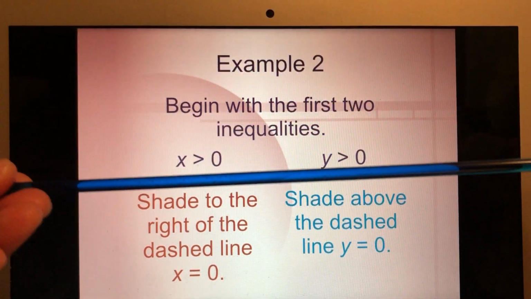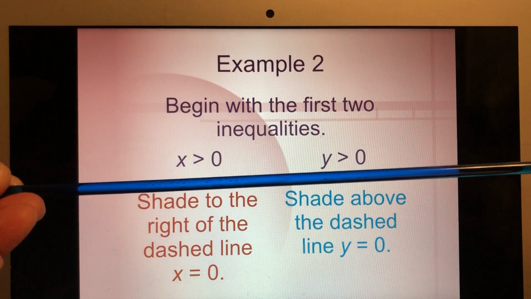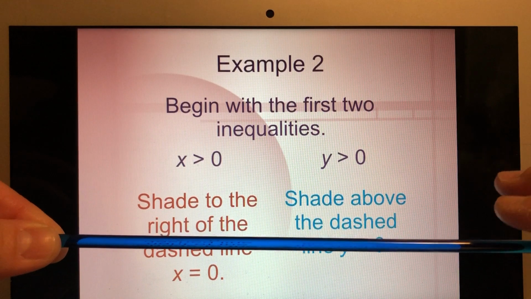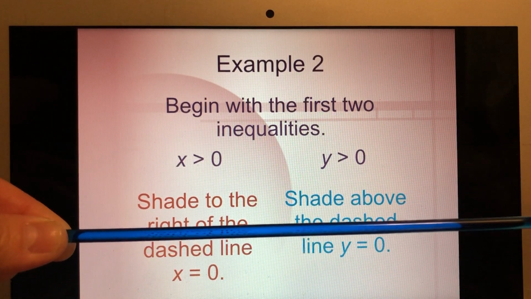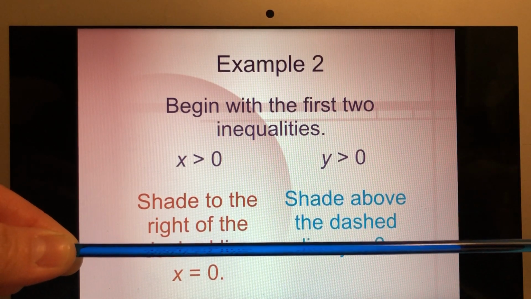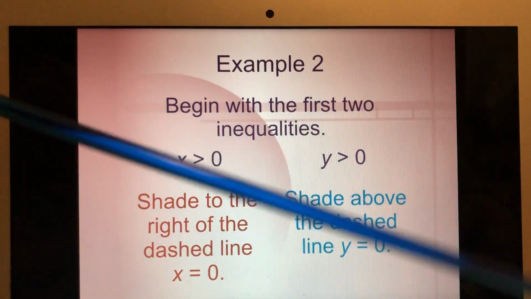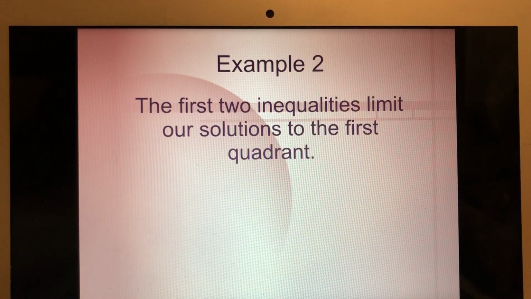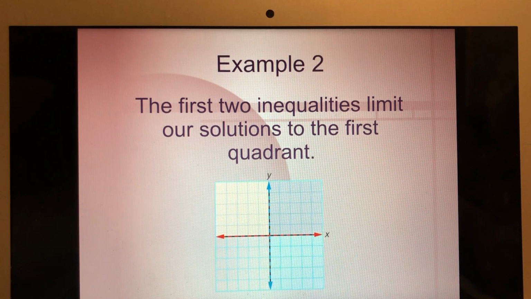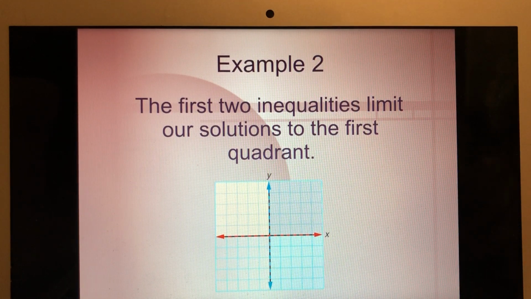So imagine this is your x-axis, and then here's your y-axis, okay? So x is greater than 0, that's everything here, to the right of the origin, 0, that was your x. Then everything above 0 here is your y. The first two inequalities limit our solutions to the first quadrant. Okay, here is your first quadrant.